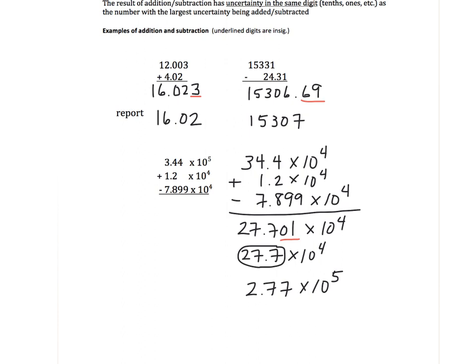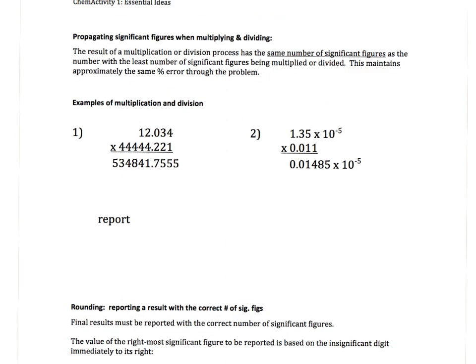Now let's look at multiplication and division. The rules for multiplication and division are actually much simpler, so most students prefer them. And the rule is that the result of a multiplication or a division process has the same number of sig figs as the number with the least number of sig figs being multiplied or divided. And the reason this works, and you don't need to know all the details about this, is this maintains approximately the same percent error through the problem. So if your uncertainty was about 2%, then your result will still have about 2% uncertainty. So let's look at some examples.